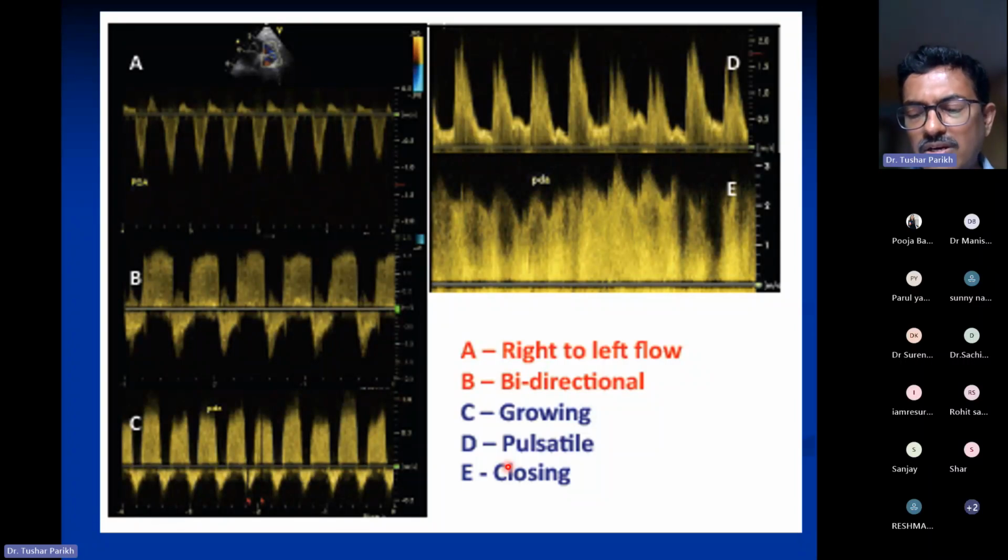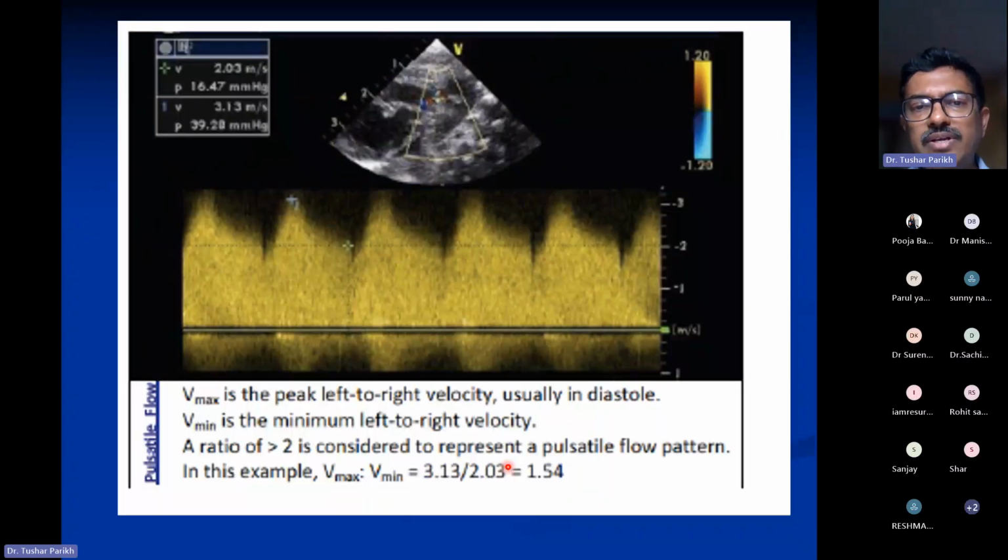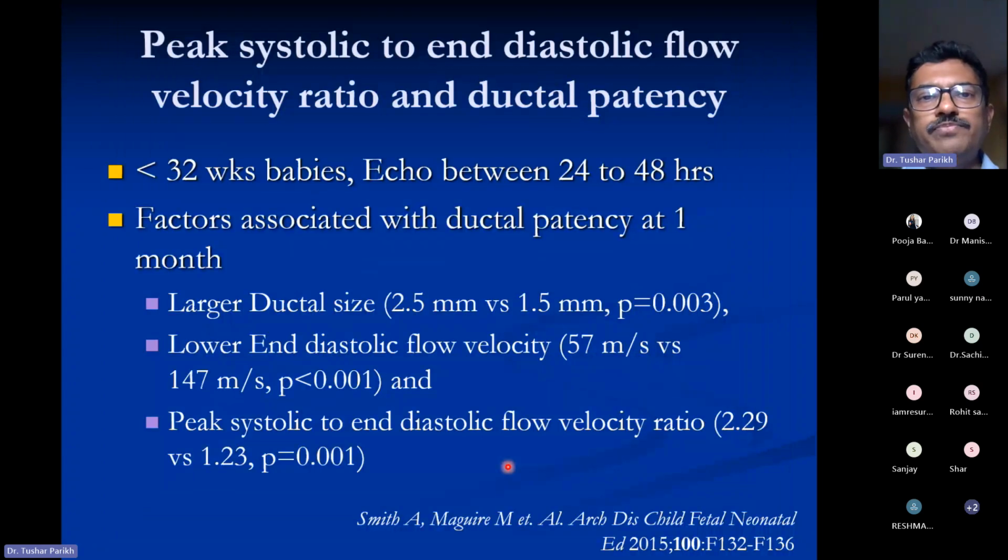I hope this is clear, or maybe you can ask questions later. We'll discuss. Now this particular study, less than 32-week babies, echo was done on the second day of life. Now what they showed is that factors which are associated with ductal patency at 1 month were a larger ductal size, more than 2.5 millimeters, or a lower end diastolic flow velocity.